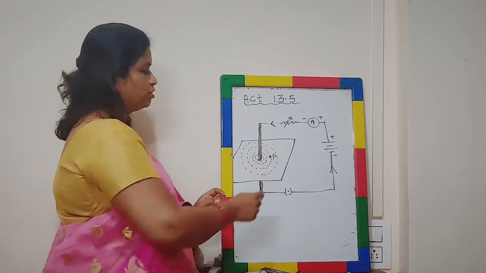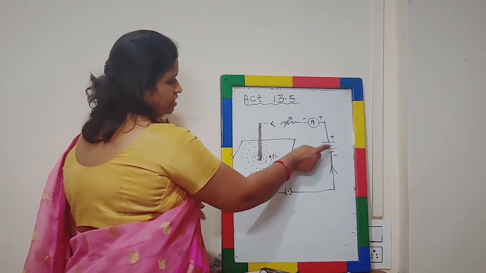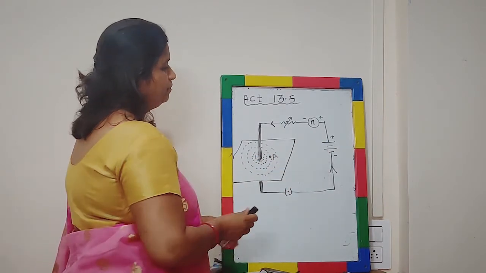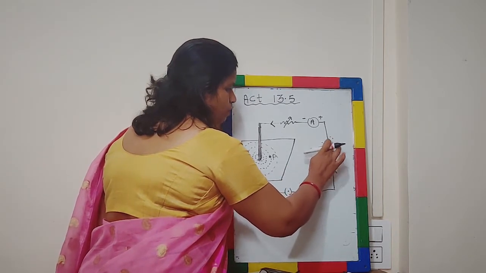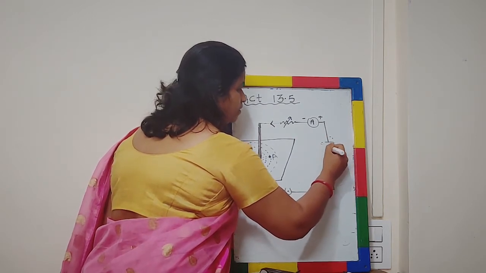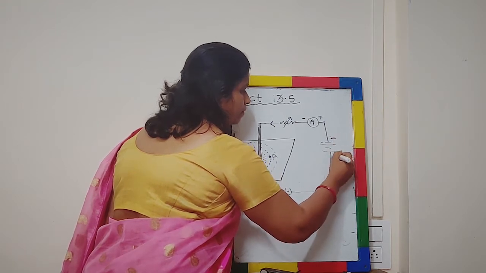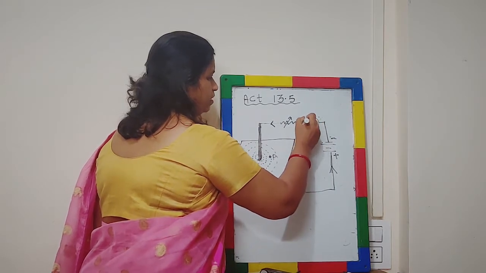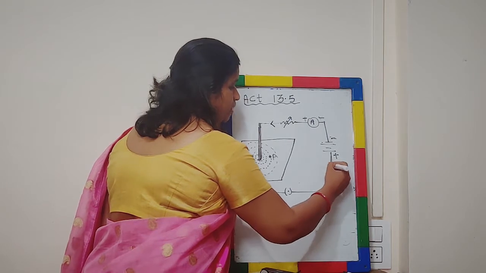We are going to keep the compass at the same position, suppose at position P, and change the direction of current. Once again we reverse it, making the positive terminal negative and the negative terminal positive. So we will change the battery connections here, and the direction of current is now reversed.